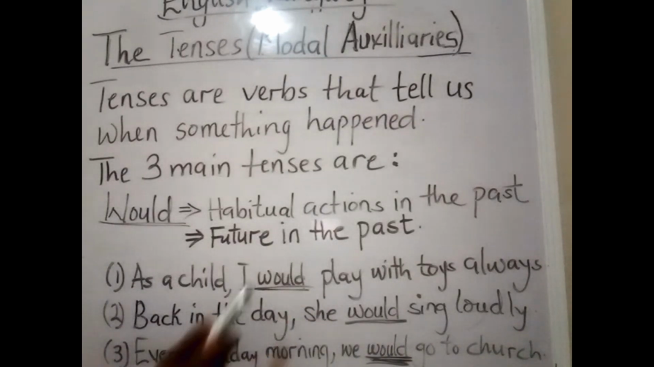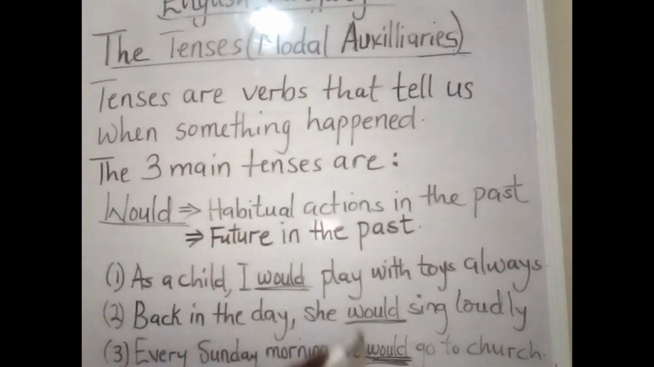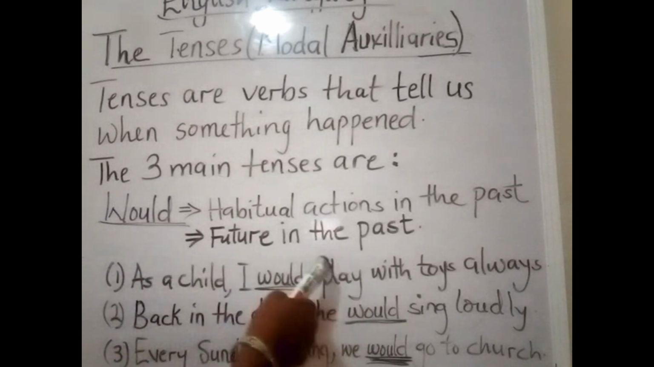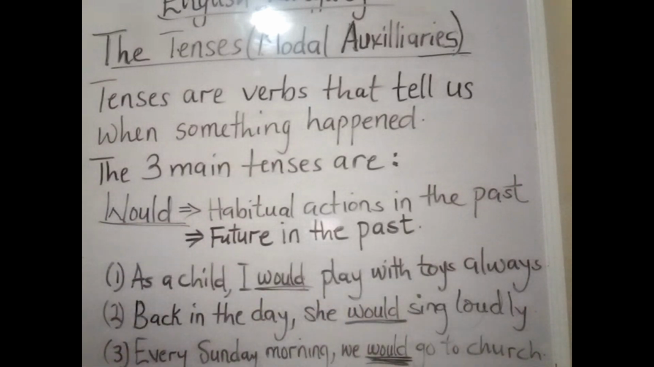Okay, so would is a modal auxiliary, but it also expresses tense or the timing of the occurrence of events or when events happened. It's a modal auxiliary, but it also shows when events happen. So these are some examples of using would to express or show actions that happened in the past, repeatedly.